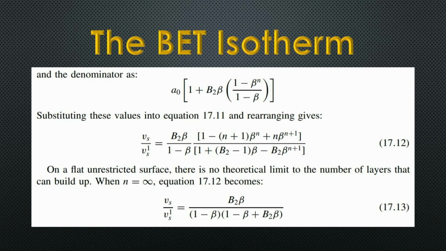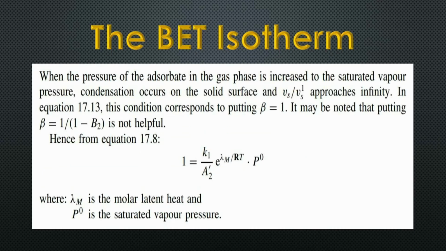When n is equal to infinity, equation 17.12 becomes equation 17.13. When the pressure of the adsorbate in the gas phase is increased to the saturated vapor pressure, condensation occurs on the solid surface, and V_s approaches infinity. In equation 17.13 on the previous slide, this condition corresponds to putting beta equal to 1. It may be noted that putting beta equal to 1 over 1 minus B2 is not helpful. Hence, we have equation 17.8 from the slide I discussed earlier.